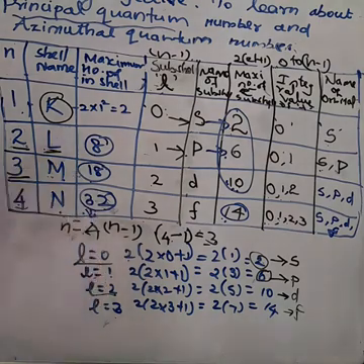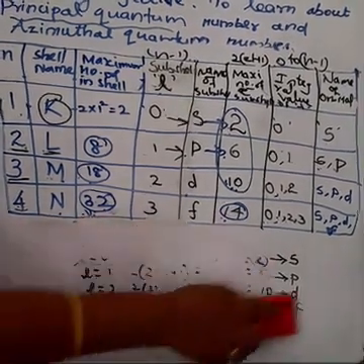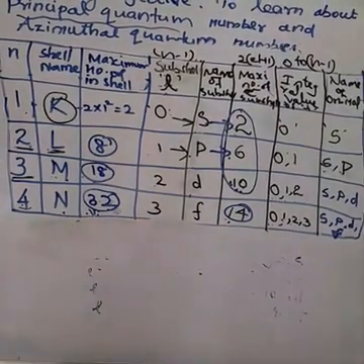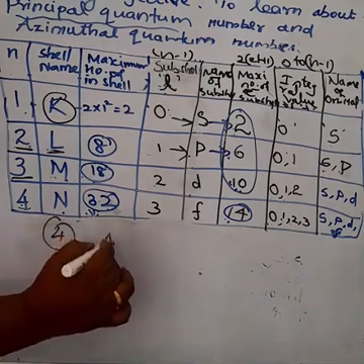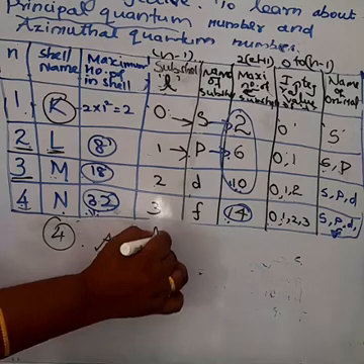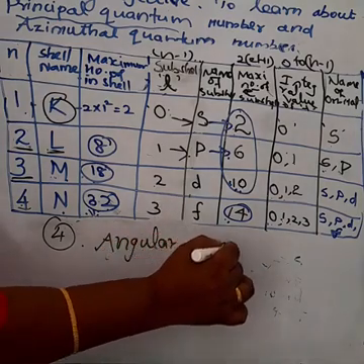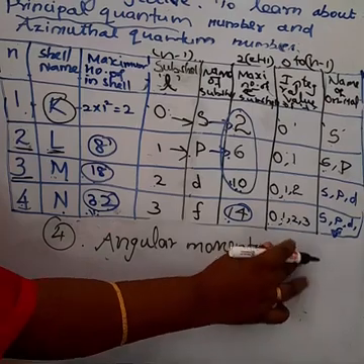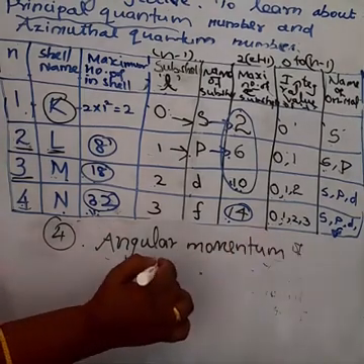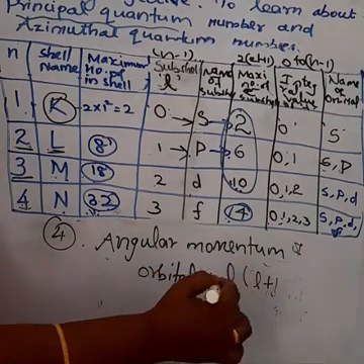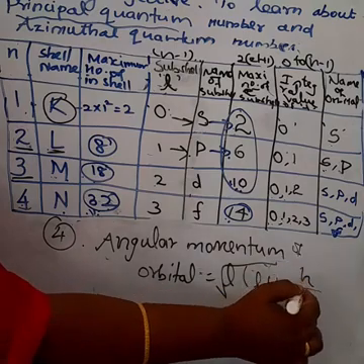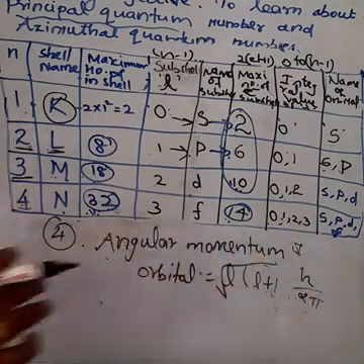Understood? I hope all of you understood. And about the fourth point, what is the fourth point? It is used to calculate the orbital angular momentum using an expression. The formula to calculate the angular momentum is root of L into L plus 1, into h by 2 pi. This is one of the formulas to calculate the angular momentum of the orbital.